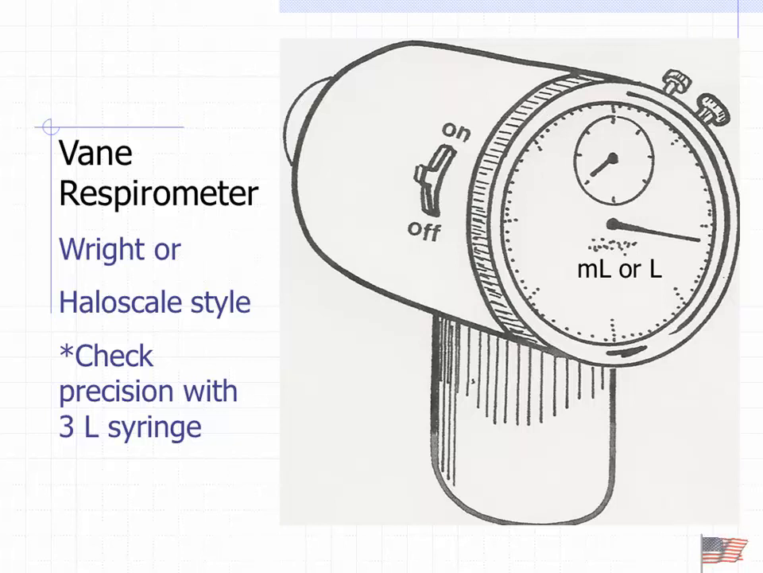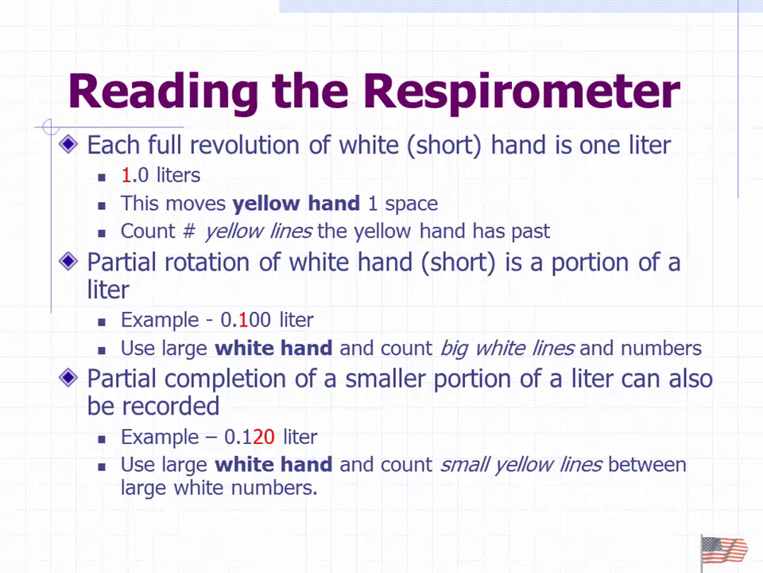And are we comfortable with how to read these things? Remember, that was always a challenge to find out what the actual minute ventilation was. It's like a scale of a clock. For each revolution, the short hand goes around. That's one liter. It'll move the yellow hand if you're using the Hale scale, which I think is all we actually have, one space. And then you can extrapolate the smaller portions by looking at where the large hand ends up.